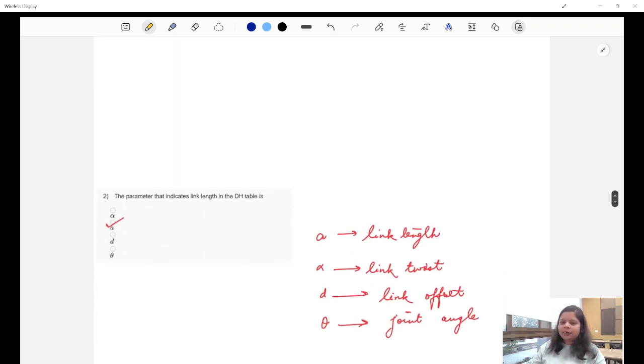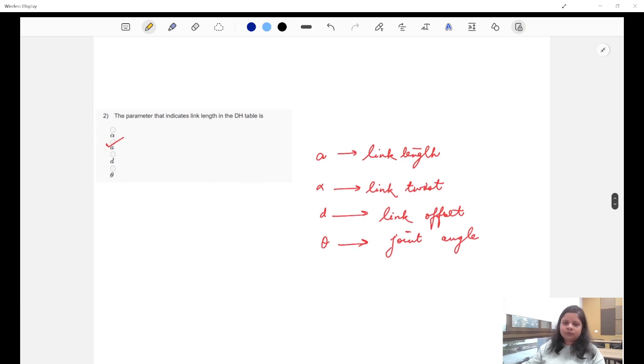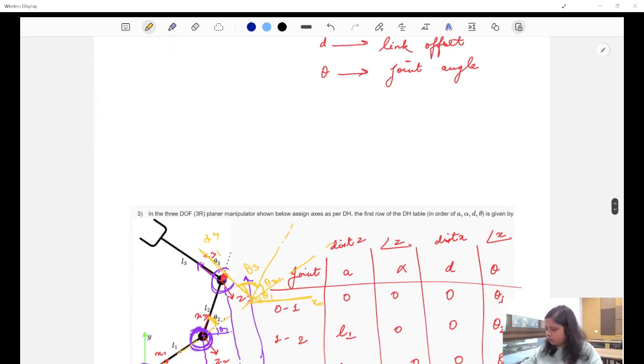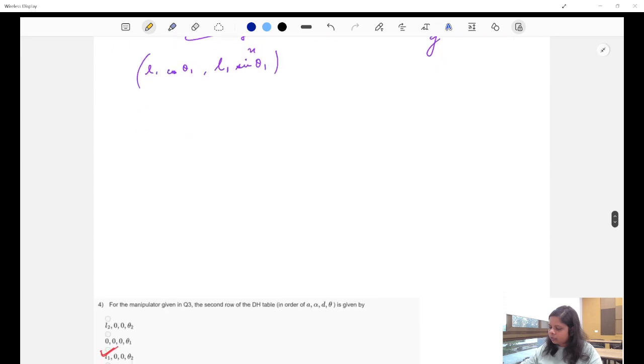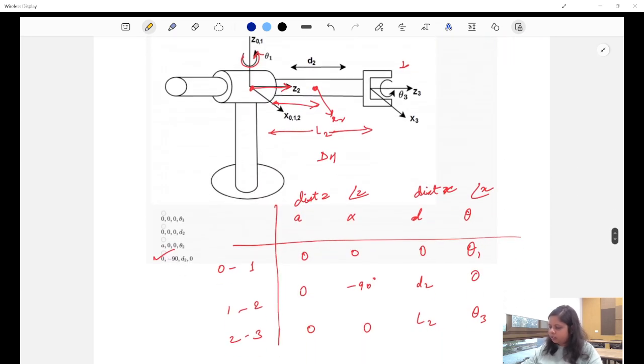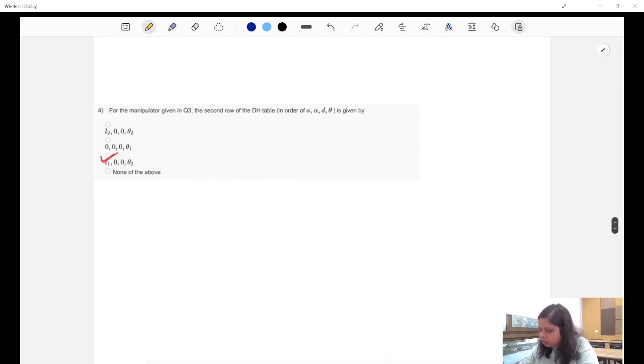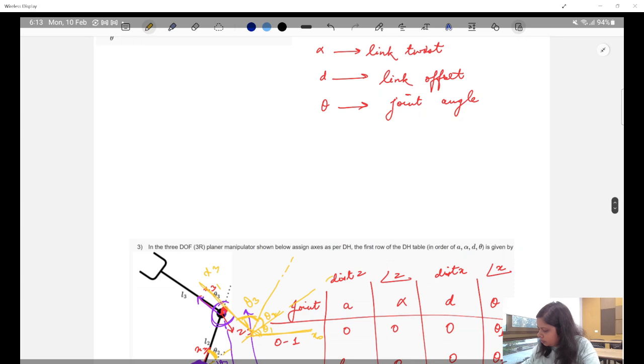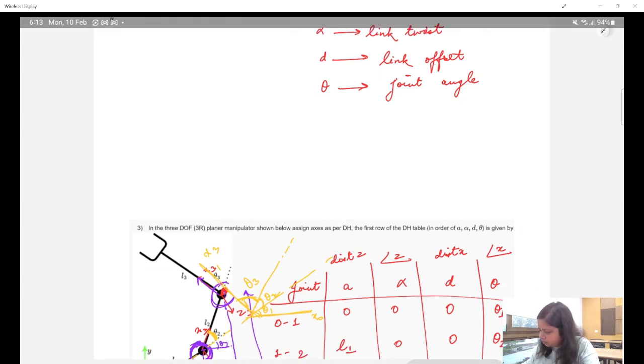So instead of doing it again and again, we have a general form also. This was the important thing: A is the link length, alpha the link twist, D the link offset, and theta the joint angle. Now, this was for our robot. So let's move today to our topic.